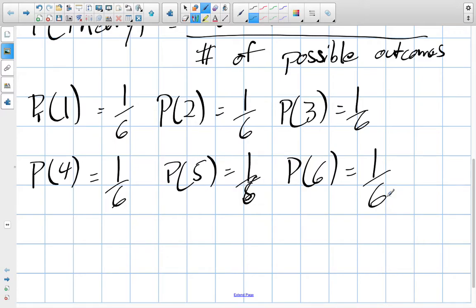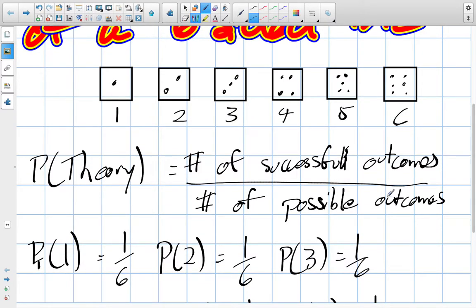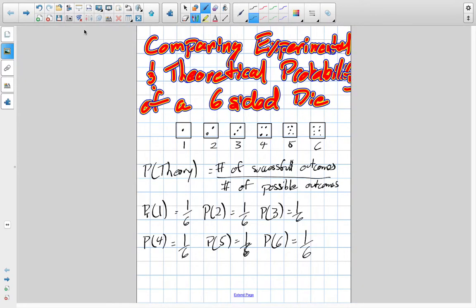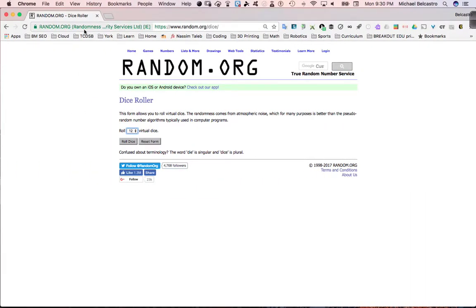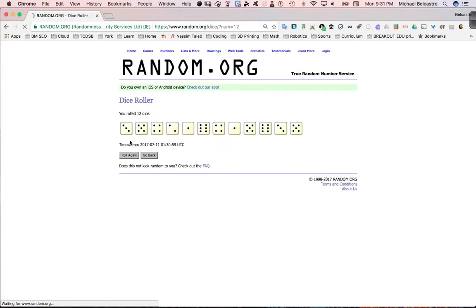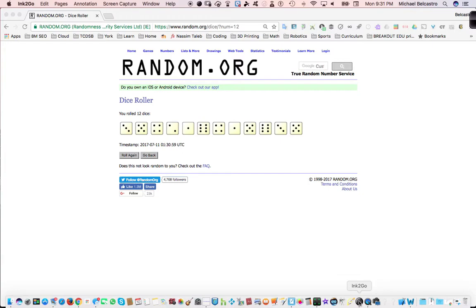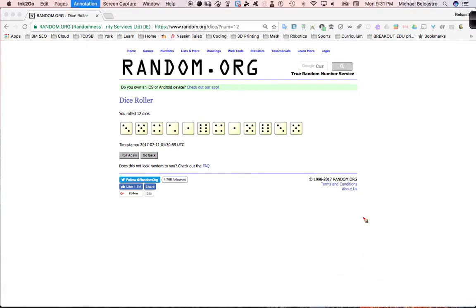What about an experiment? Well, experiments aren't always exactly the same. Okay. So we're going to jump over to our random.org here. I'm going to roll 12 different dice, or one die 12 times. Click it here, and here we go. And we're going to make a tally of this. Okay. So for our tally, you have an option of a 1, a 2, a 3, a 4, a 5, and a 6. So let's see what we got here.